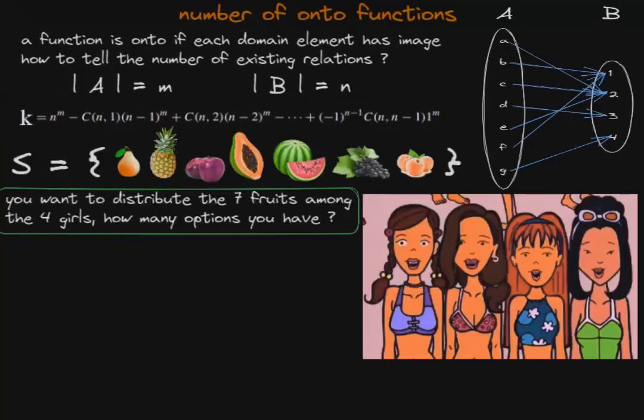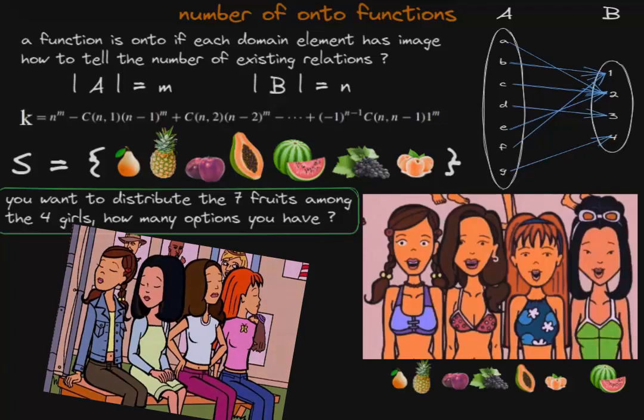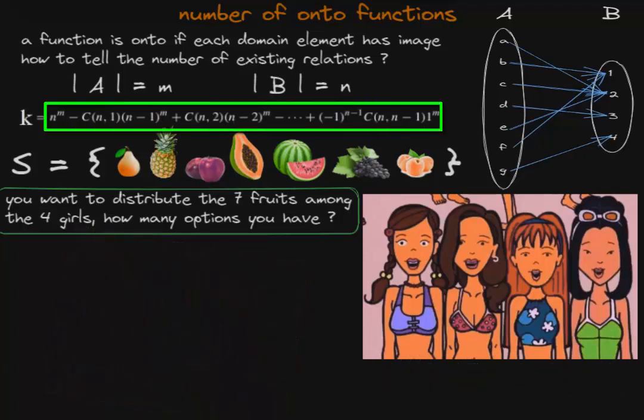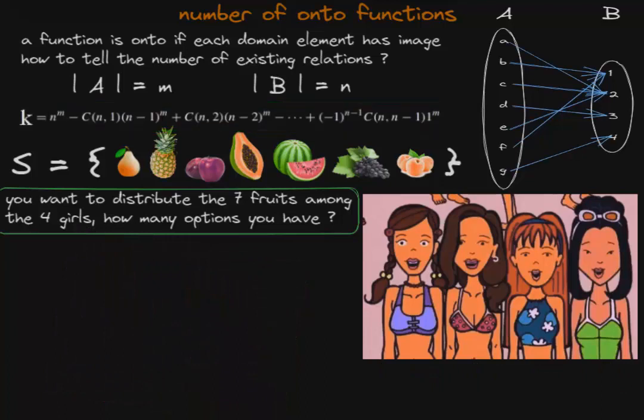For example, we want to distribute the 7 fruits among the 4 girls. Every girl must receive at least 1 fruit. If not, she will be jealous. So how many options will there be? To solve the problem, we use this expression that is a summation from 1 to the number of girls.